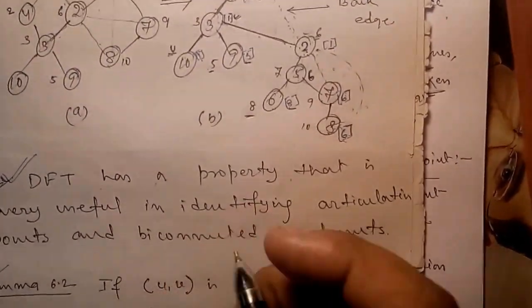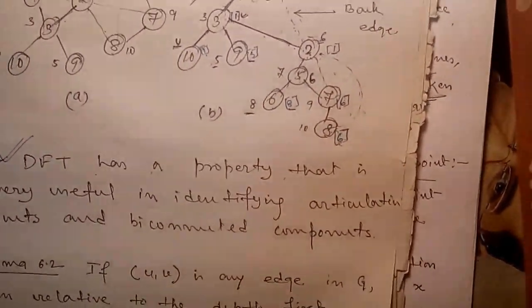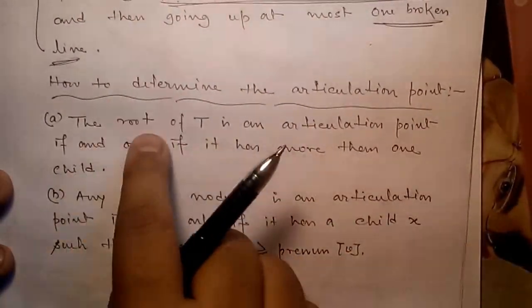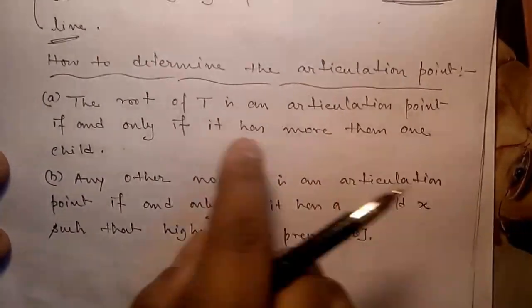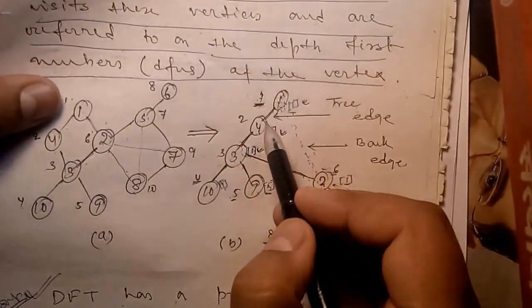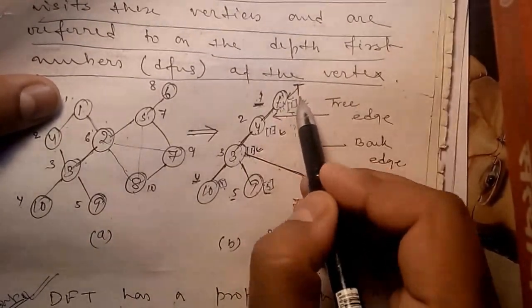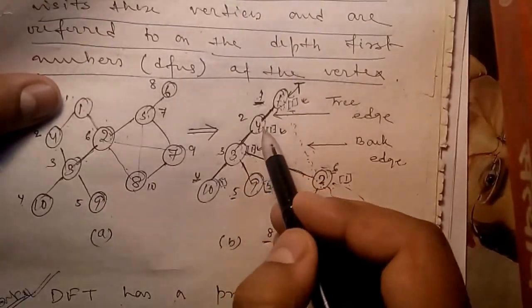Now the next part is how to use these numbers to identify the articulation points. How to determine the articulation point? The root of the tree is an articulation point if and only if it has more than one child. Question: is 1 an articulation point? It is the root of the tree. No, it's not an articulation point because only one child is there, 4.